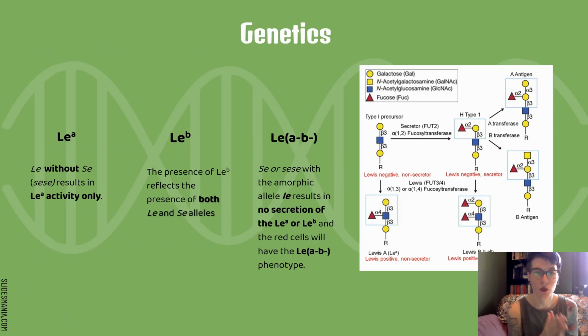So if you have Lewis without secretor, you'll only see Lewis A activity. If you have both Lewis and secretor alleles, then you'll have the presence of Lewis B. Keep in mind there will still be a little bit of Lewis A floating around in your secretions, but primarily you're going to see Lewis B. And then if you do not have secretor or Lewis genes, then you will be Lewis A and B negative.